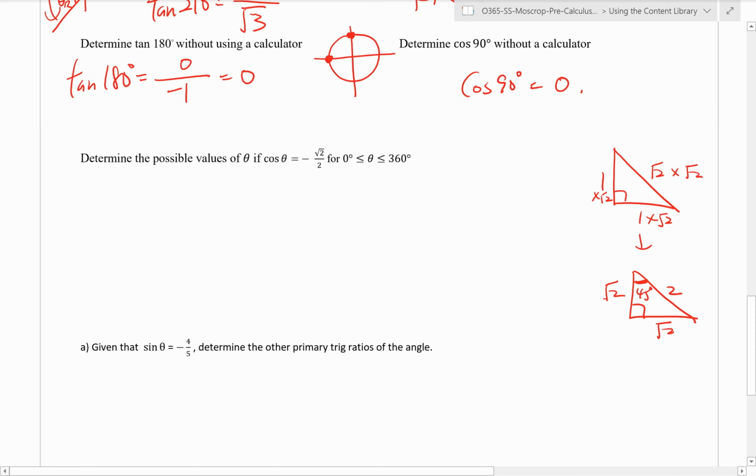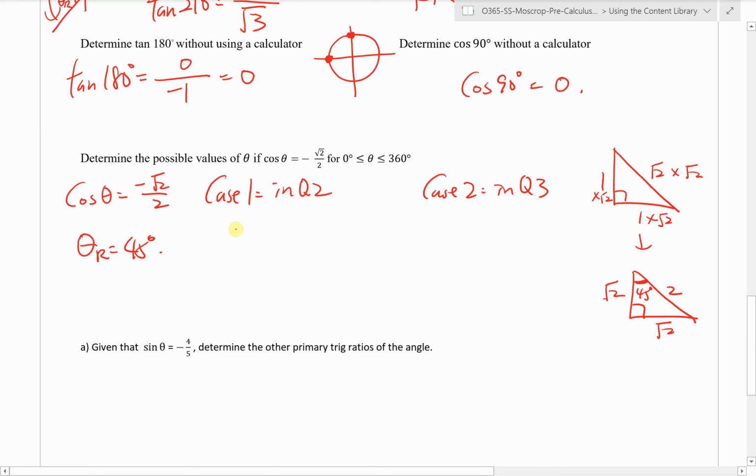So the reference angle here, okay, cos theta is equal to -√2/2. The reference angle here would be 45 degrees. And because we are looking at cosine theta being negative, again we will have 2 cases. Cosine theta being negative means we are in quadrant 2 and quadrant 3.